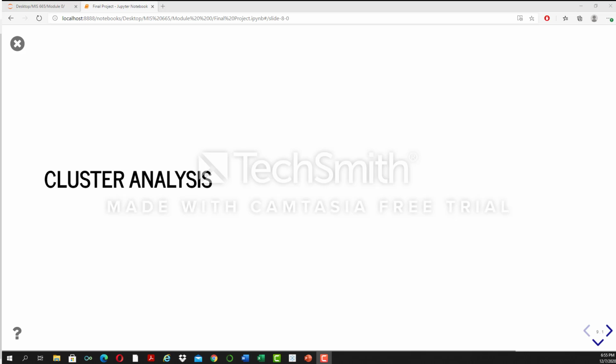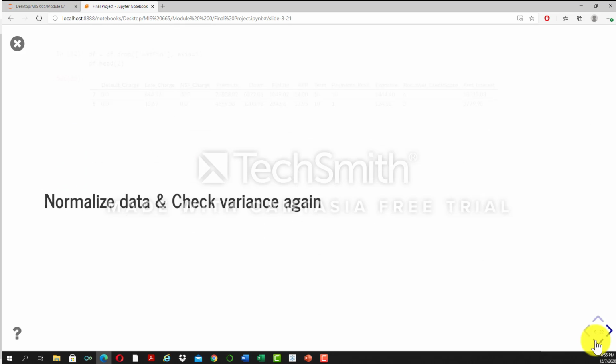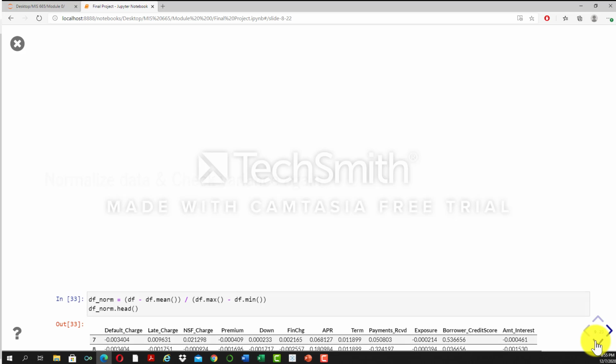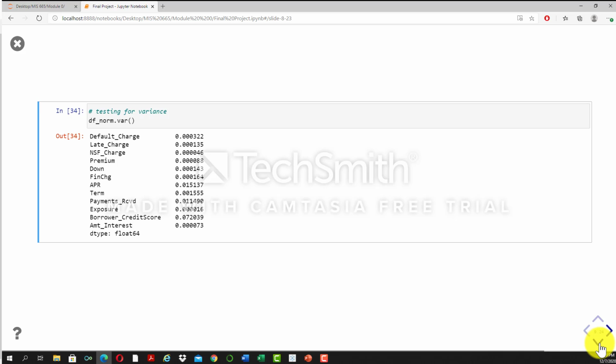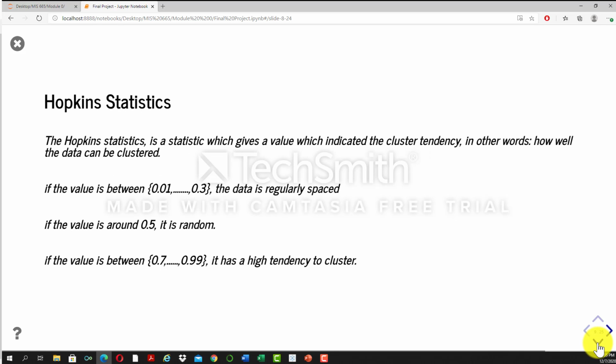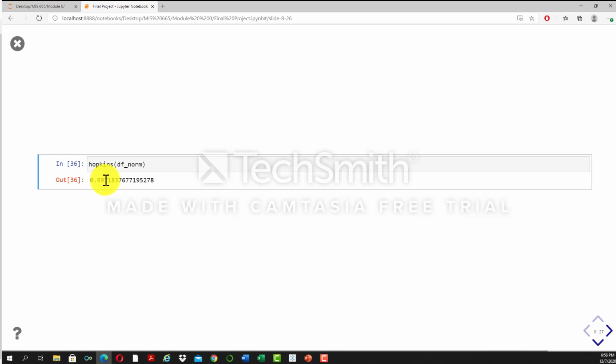Now we move to cluster analysis. After our data preparation and data cleaning and everything, we do our variance test right there. Then we move to normalization and we check variance again right there. Then we do a variance check for the normalized data. Then we go to the big one, which is the Hopkins statistic. This test tells you whether your data set is good for clustering. And we have a 0.997, which means our data is good for cluster analysis.